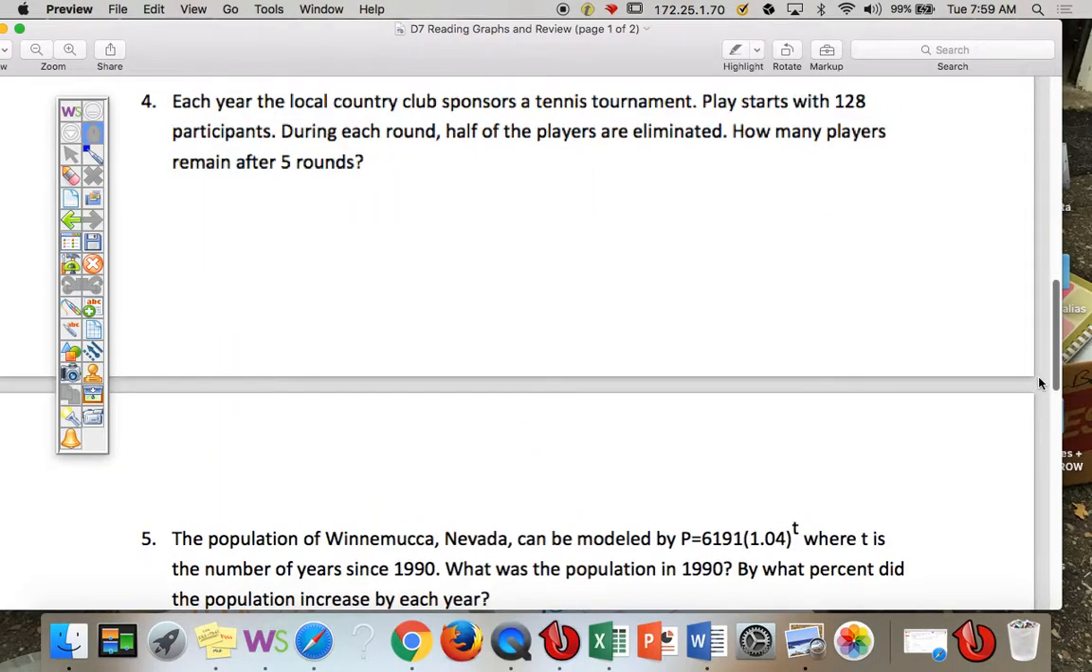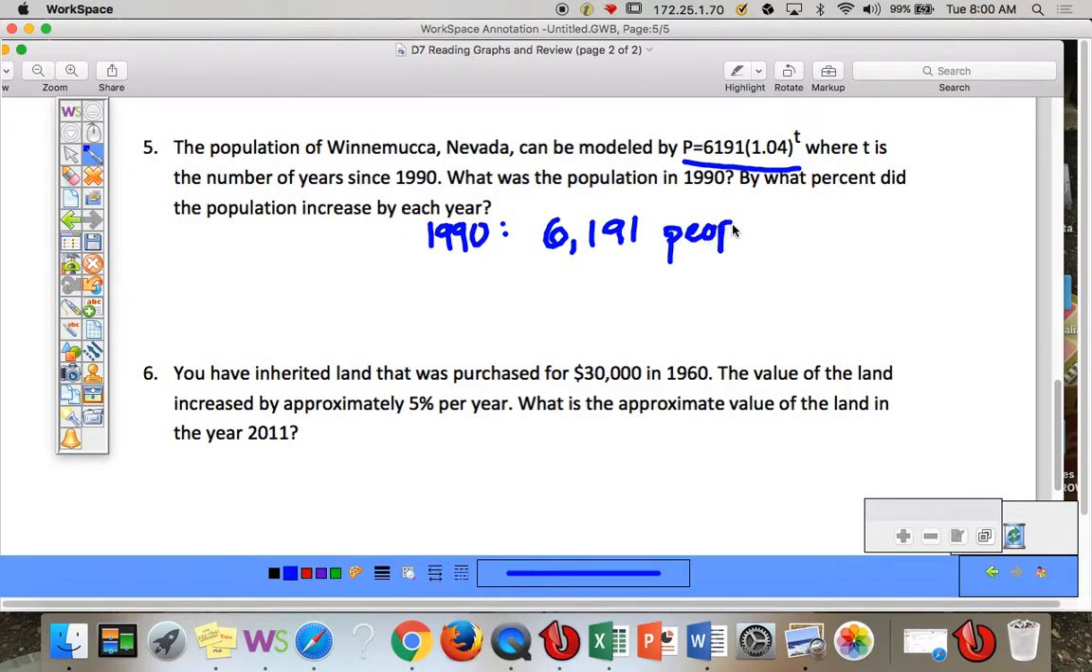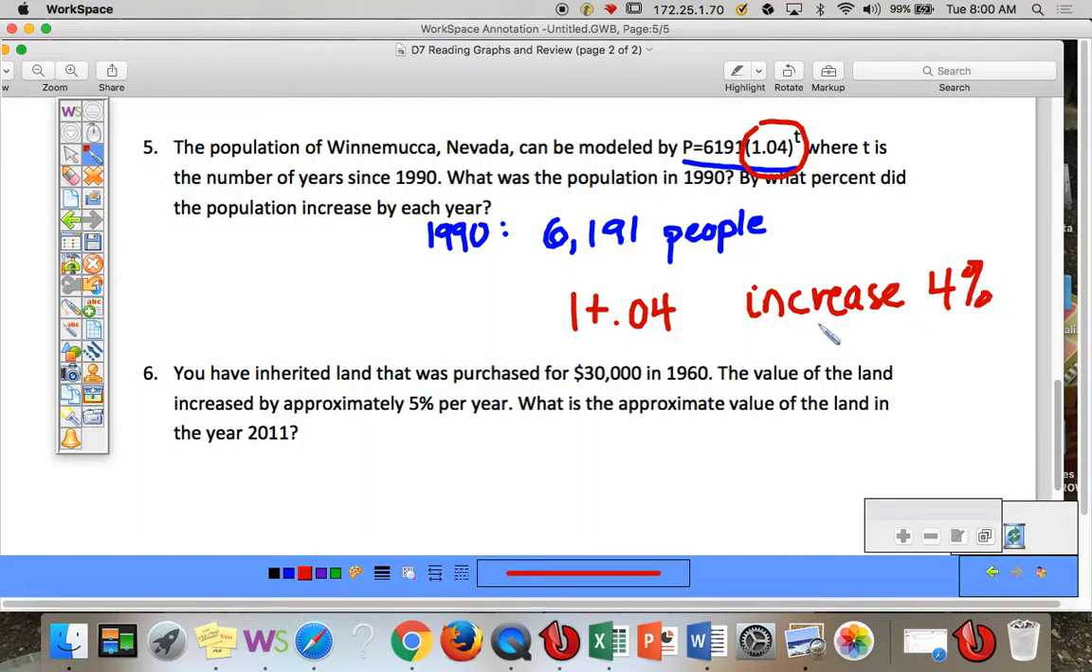Let's try a few more. Well, it's just 3 more. The population of Winnemucca, that's how you say it, Nevada, can be modeled by this equation, where t is the number of years since 1990. What was the population in 1990? By what percent did the population increase each year? Well, the starting value is the first number, and so in 1990 the population was 6,191 people. By what percent did the population increase? So that would be, an increase is the 1 plus, and it's adding the 0.04, so it's an increase of 4% per year.